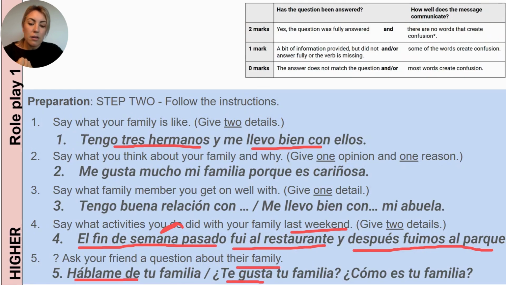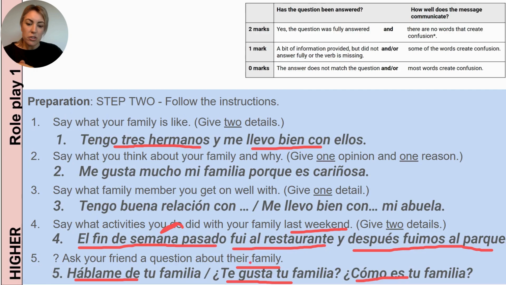Or do you like, te gusta tu familia? Do you like your family? Or what is it like? ¿Cómo es? ¿Cómo es tu familia? Okay, so you can choose. There are three different ways of asking this question. Important thing, you include tu familia, okay?